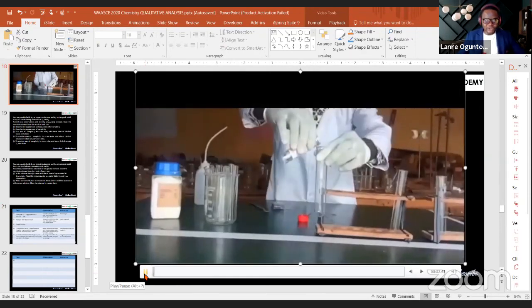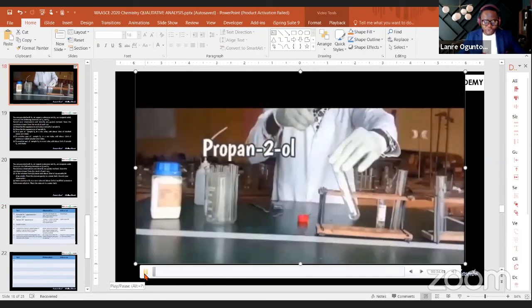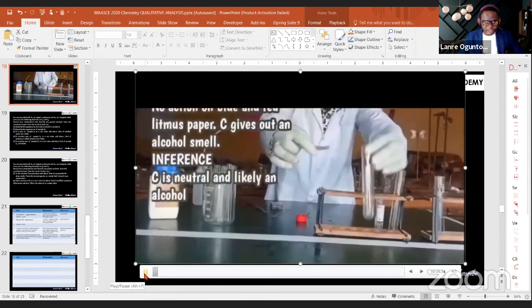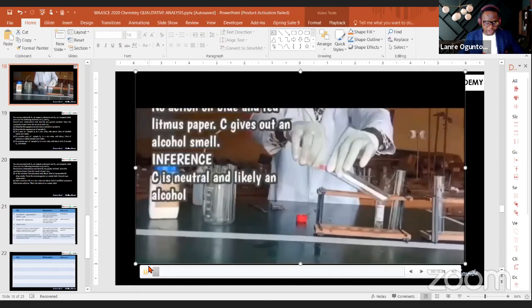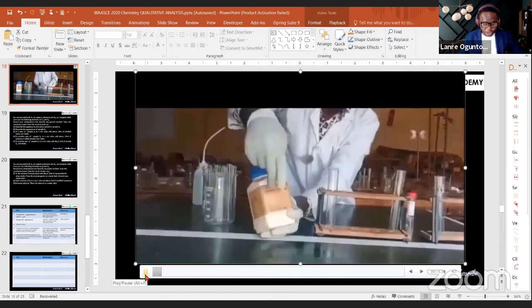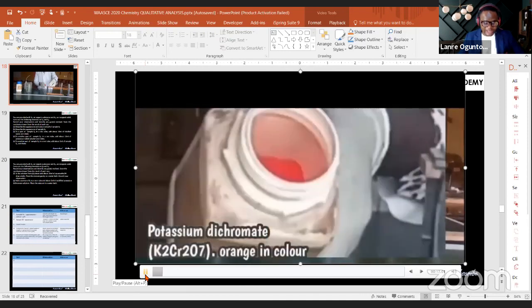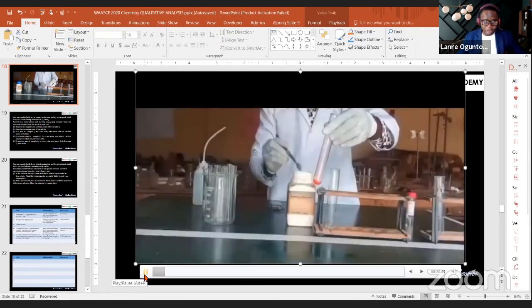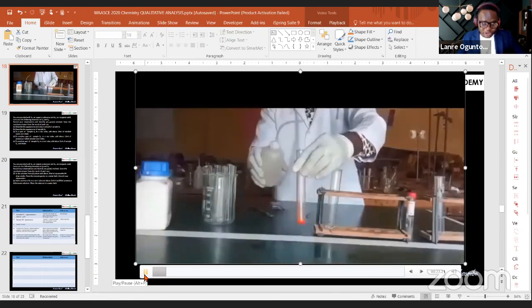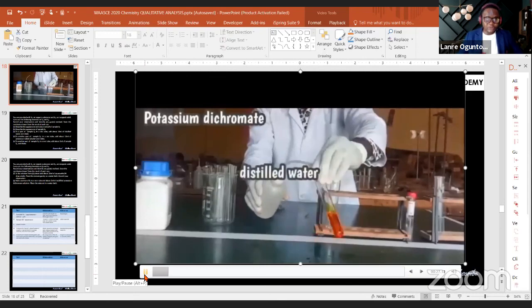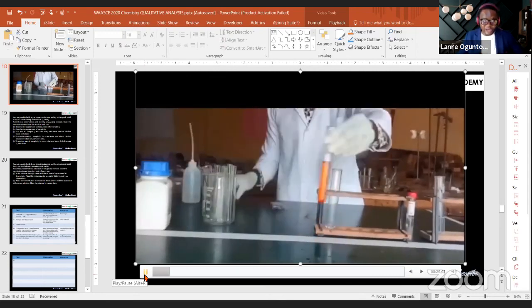Okay, that is your propan-2-ol. That's your sample C. Okay, can you see sample C? Testing it with litmus paper. I told you that sample C, okay, with litmus paper is neutral. Now we are putting your potassium dichromate into the tube and adding water. So we are trying to form acidified potassium dichromate.